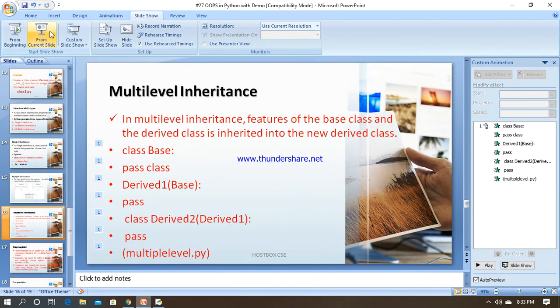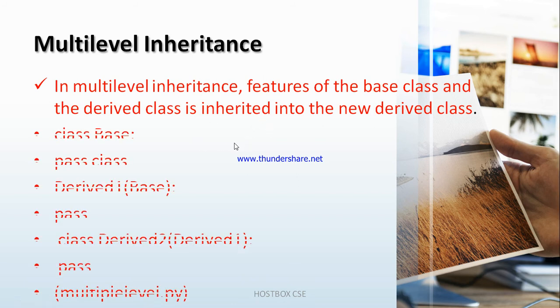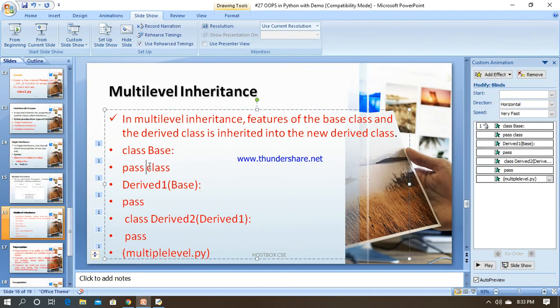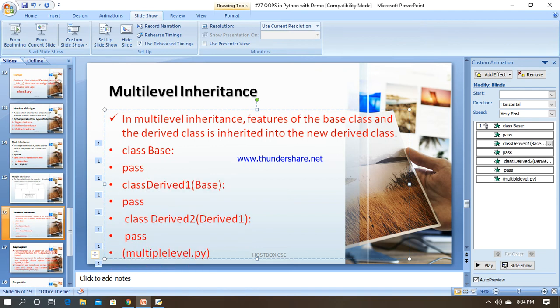Next one, multi-level inheritance. What is meant by multi-level inheritance? In multi-level inheritance, features of the base class and the derived classes are inherited into the new derived class. So for example, you can say class base with pass, and then a class derived 1 of base, and also class derived 2 of derived 1, with pass.